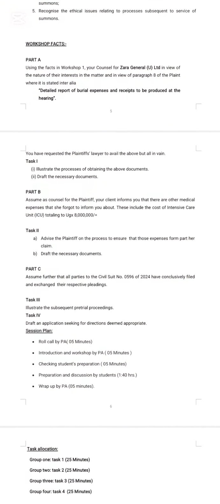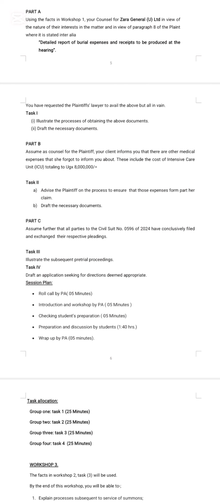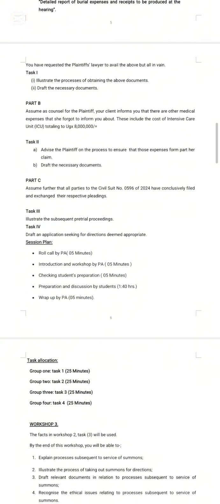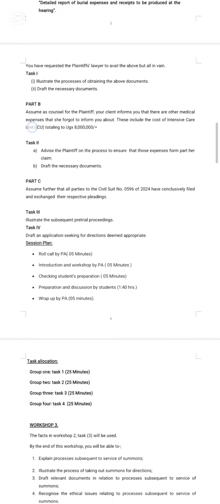Using the facts in workshop 1, you are counsel for Zara General Uganda Limited, in view of the nature of their interest in the matter and in view of paragraph B of the plaint, where it is stated that a detailed report of bad expenses and receipts is to be produced at the hearing. You have requested the plaintiff's lawyer to avail the above, but all in vain. Illustrate the process of obtaining the above documents and all the necessary documents.